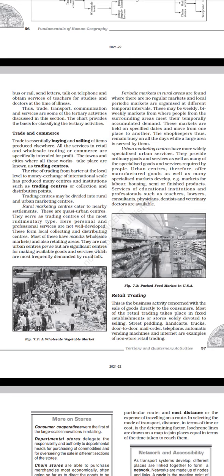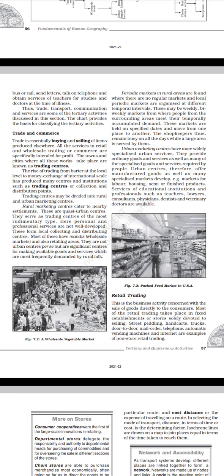They are not urban centers per se but are significant centers for making available goods and services which are most frequently demanded by rural folk. Periodic markets in rural areas are found where there are no regular markets, and local periodic markets are organized at different temporal intervals. These may be weekly, biweekly markets from where people from the surrounding areas meet their temporarily accumulated demand. These markets are held on specified dates and move from one place to another. The shopkeepers thus remain busy on all the days while a large area is served by them.